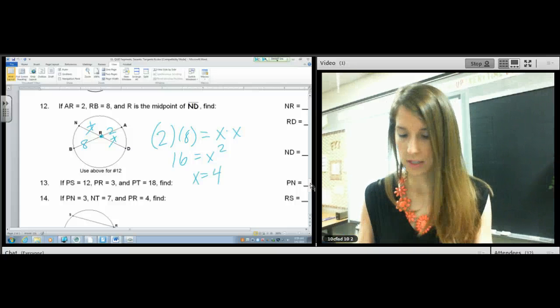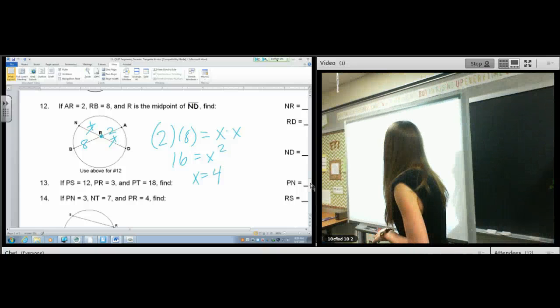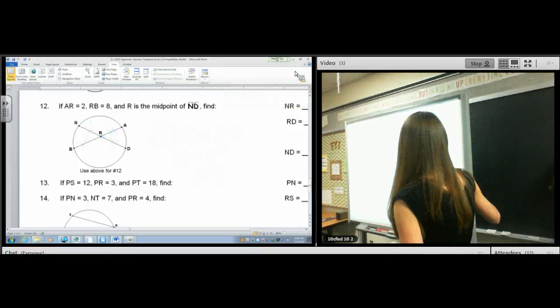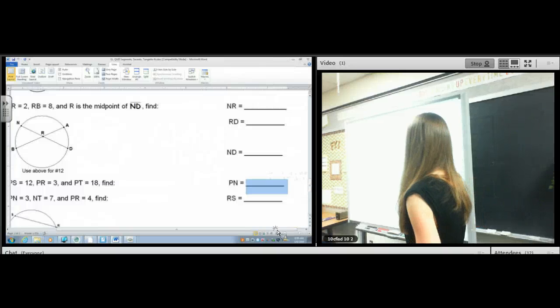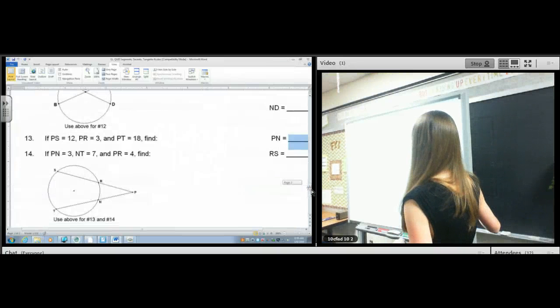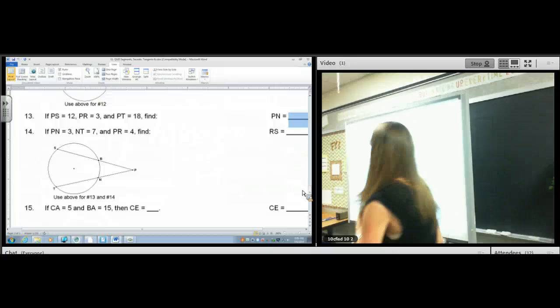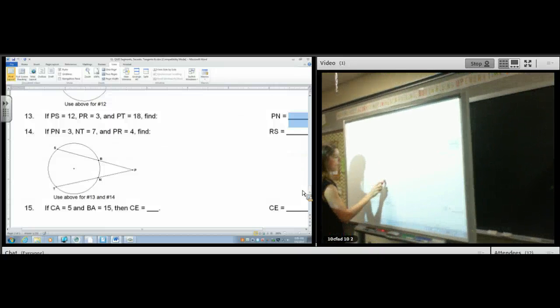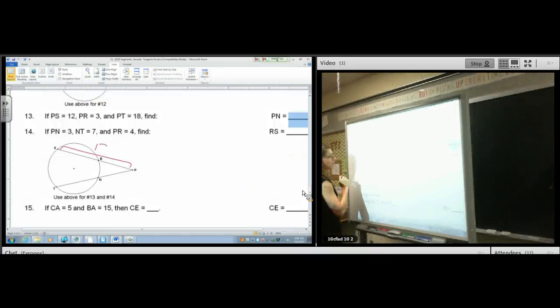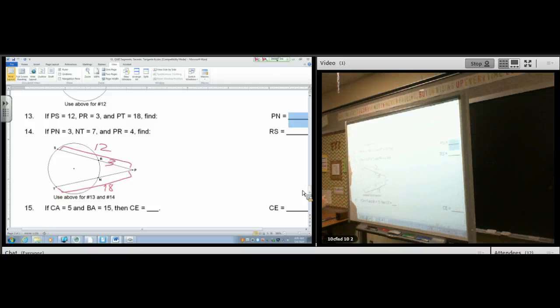All right, 13. We're supposed to use the picture below. We're supposed to use it twice, okay? PS is 12, so that's the whole. PR is 3. PT is 18. And we need to find PN. Oh, that's really basic. Look at that.